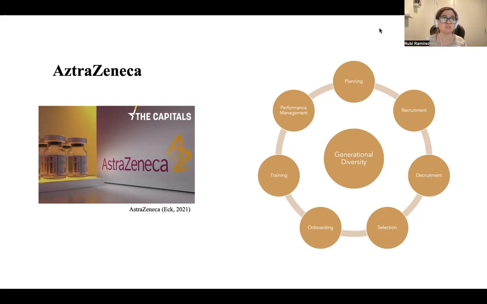Now, the example is AstraZeneca. AstraZeneca applies a code of principles for generational diversity, which recognizes the favorable development of people management based on equal opportunities regardless of their age, supports non-discrimination, and respects generational diversity. And the company's commitment is to guarantee an inclusive environment that allows the development of different generations.